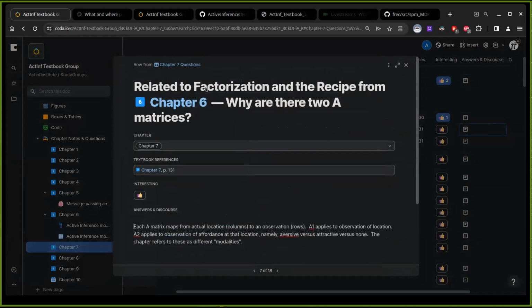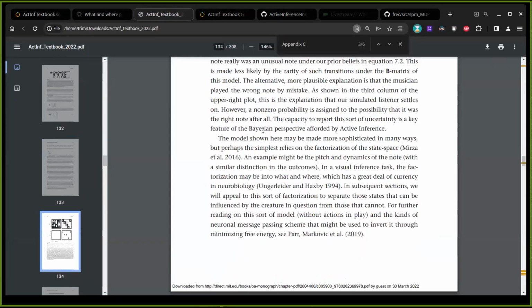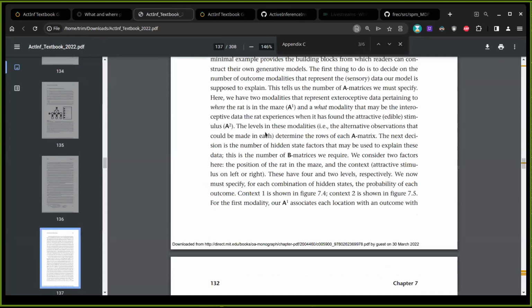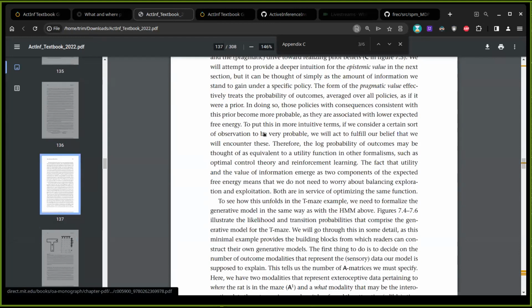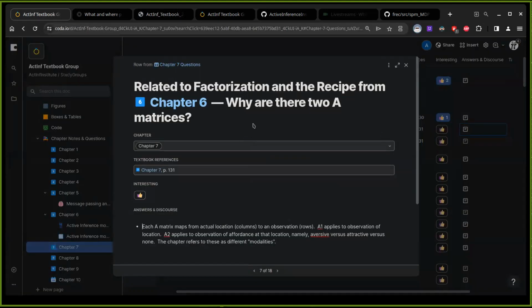Related to factorization and the recipe of chapter 6: why are there two A matrices? So let's just clarify which example. So this is probably about the maze. Yeah. Okay. So this is about the maze on page 131. Okay. Didn't see that.